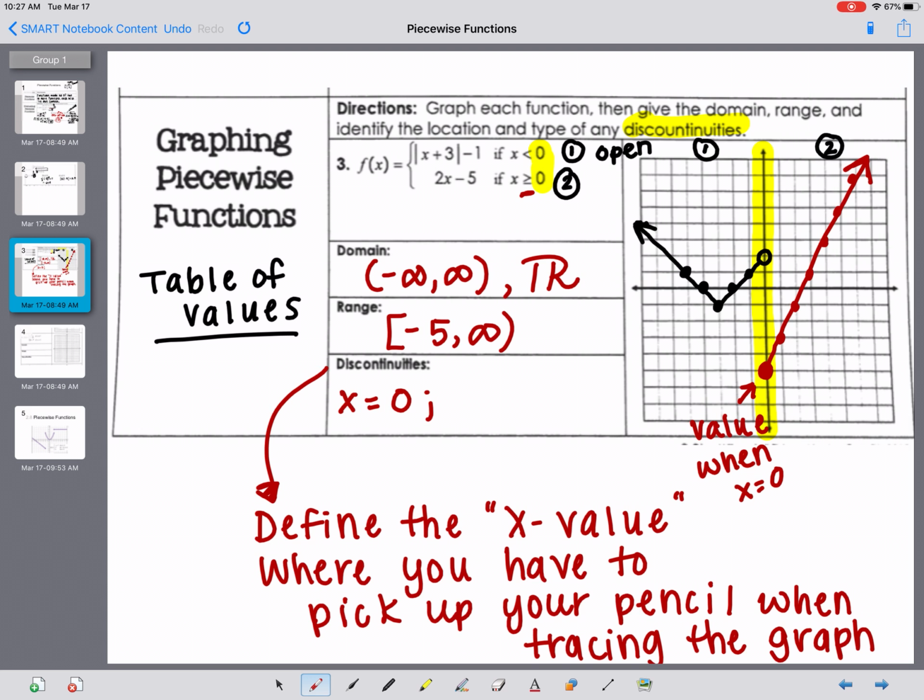Okay, and this is called a jump. Most piecewise functions have a jump in the graph because it's still defined for x is 0, but it jumps from part 1 up here to part 2. Okay?